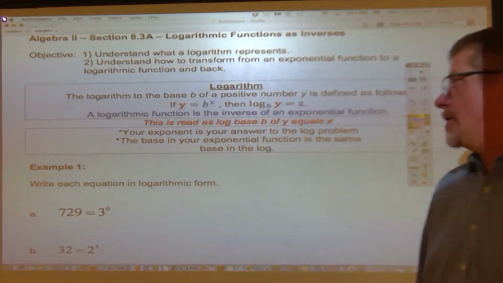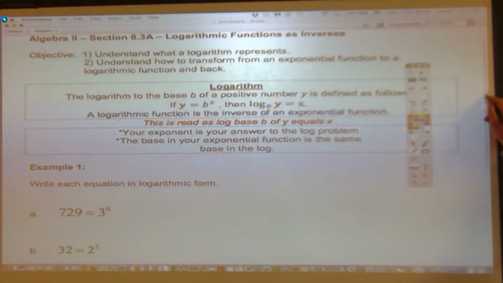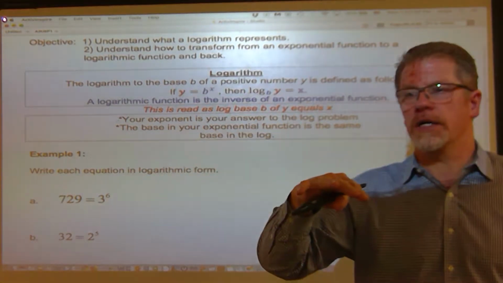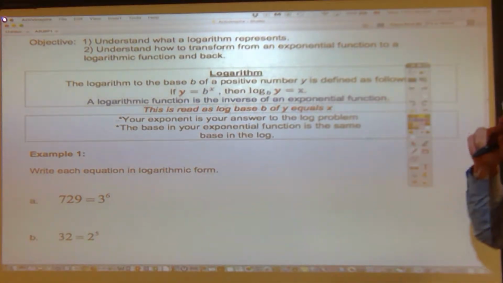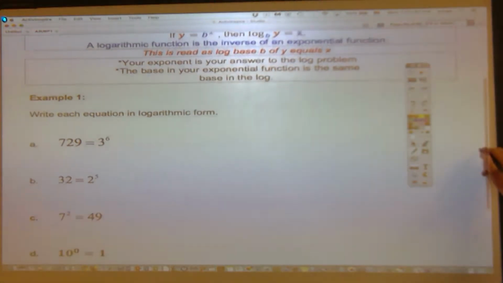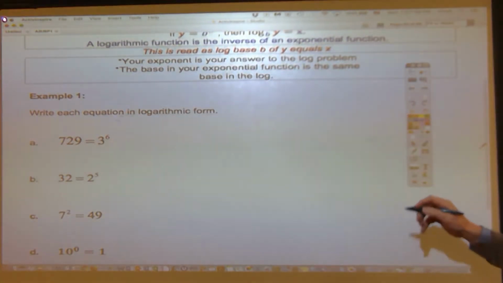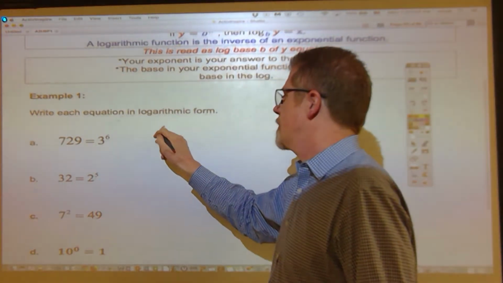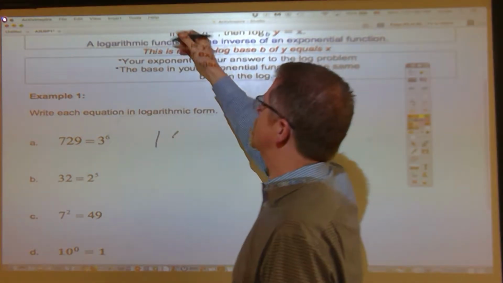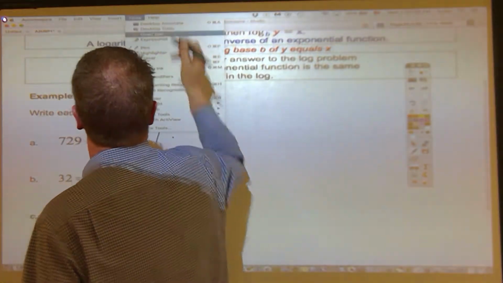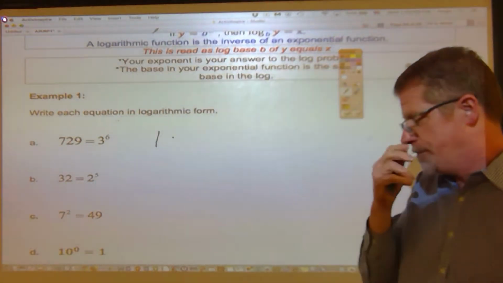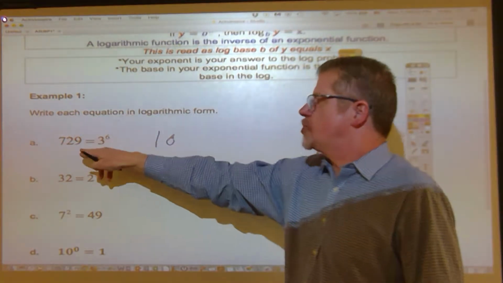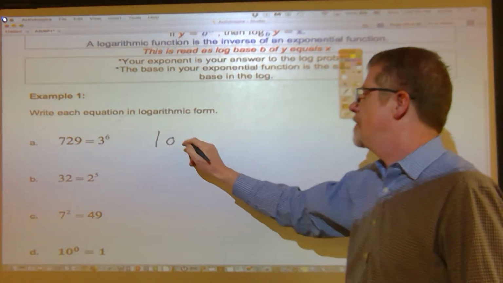So we're going to look at logarithms today, and in a word, a log is an exponent. So when you see log, think exponent, because that's what a log is. So when they ask you to write this equation in logarithmic form, you need to put these three numbers into the form log base something of something equals something. So it's actually pretty easy to figure out where the numbers 7, 29, 3, and 6 belong.